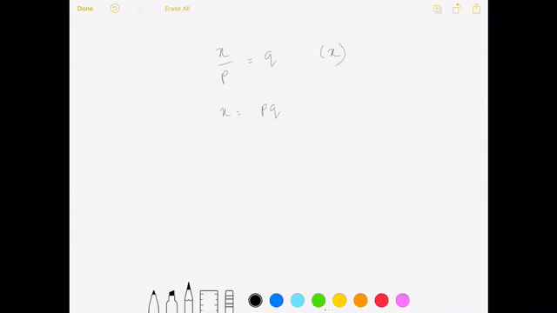If we put, gives us X equals PQ. If we change the subject to X here, again cross multiplying gives us KX equals 1. So X equals 1 divided by K.